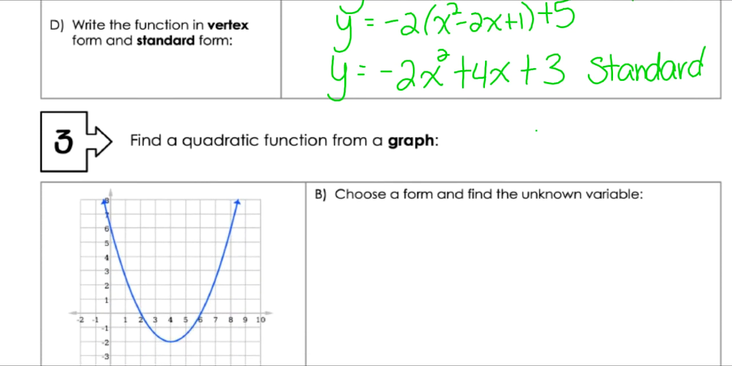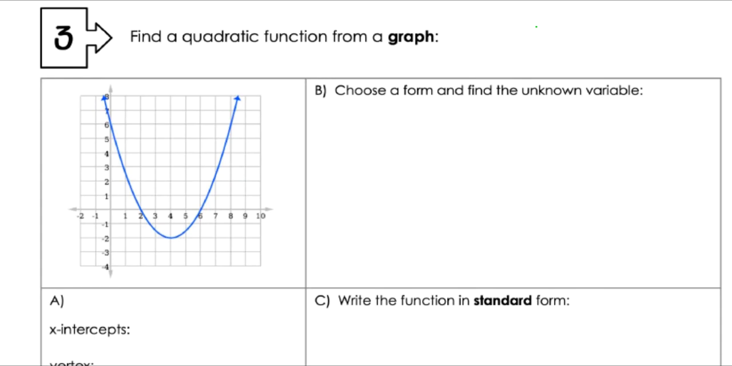Okay, so for this last one, instead of given coordinate pairs of any sort, vertex, intercepts, or any other points, we are just given the graph. So for this one, you're going to look at what key points you're given on the graph. And really for this one, I can see the vertex clearly, and I can also see the intercepts clearly. So it's really up to you which one you want to use. For this one, I'm going to go ahead and go with intercept form. But again, you can pick anything you want.